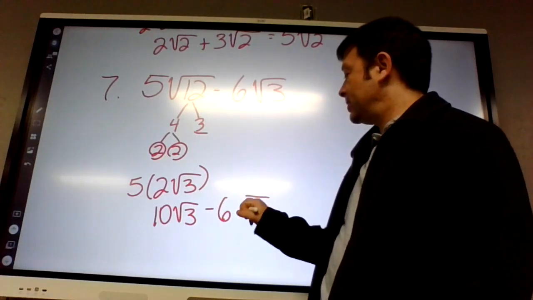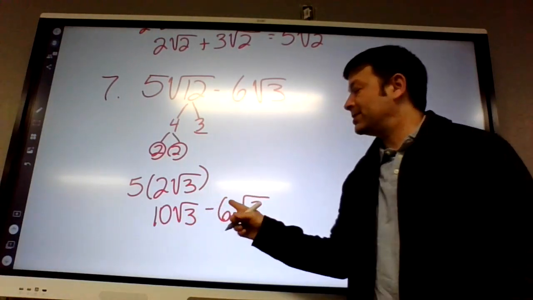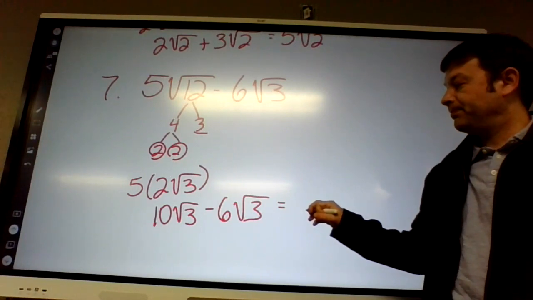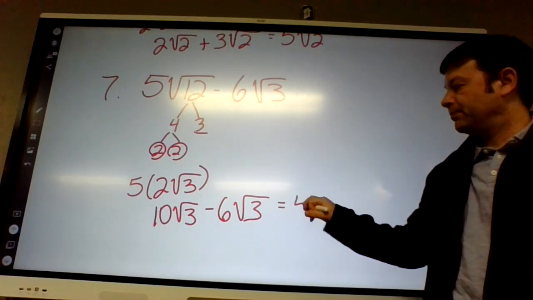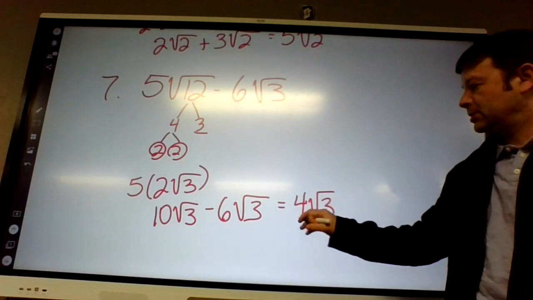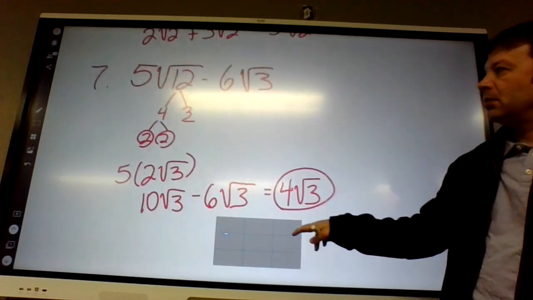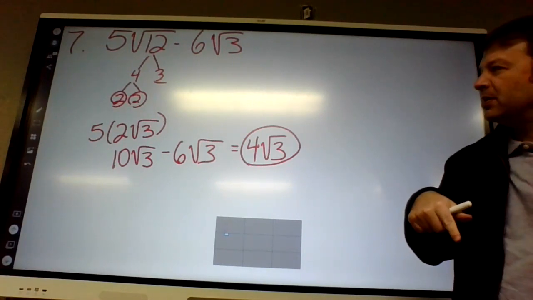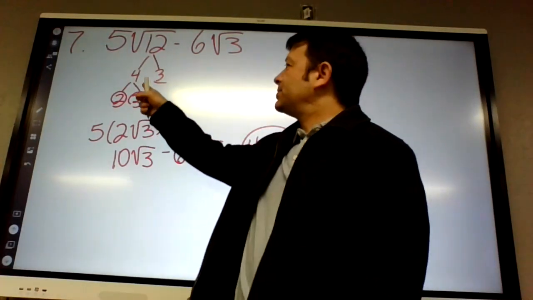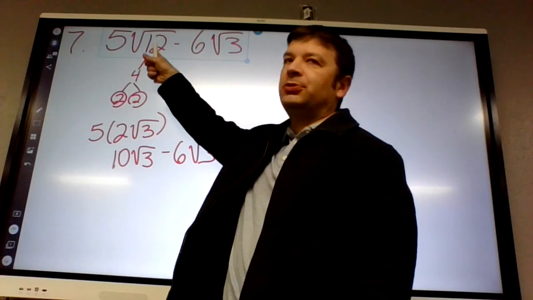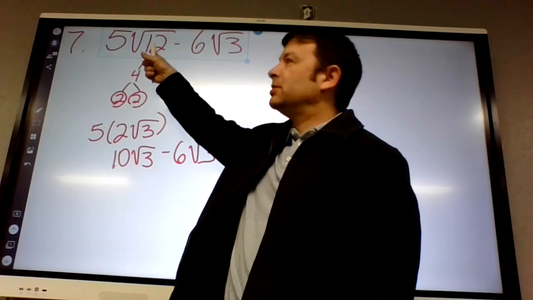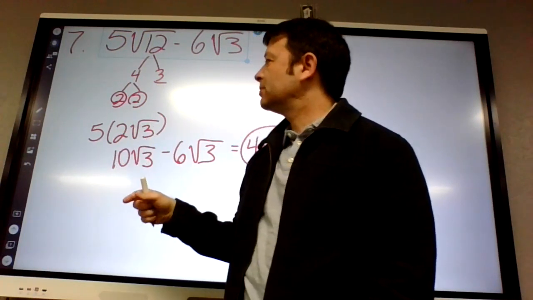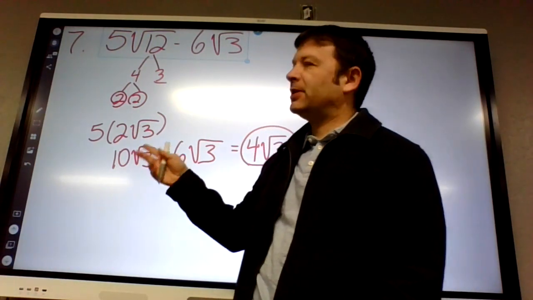Then can we do anything with this? 10 square root of 3 minus 6 square root of 3. We do 10 minus 6, which is 4. Good job. Why did you multiply the 5 and the 2? Square root of 12 turns into 2 square root of 3, so we have 5 times 2 square root of 3. 5 times 2 is 10.